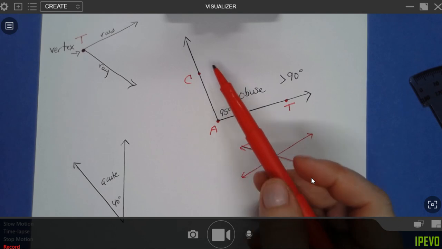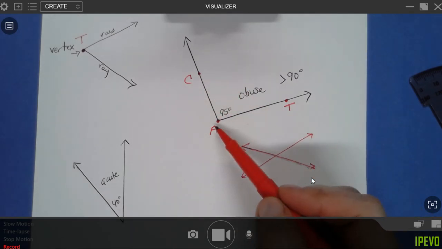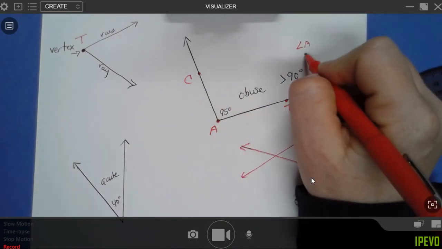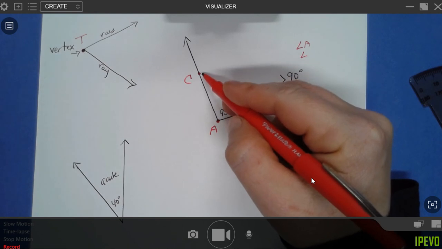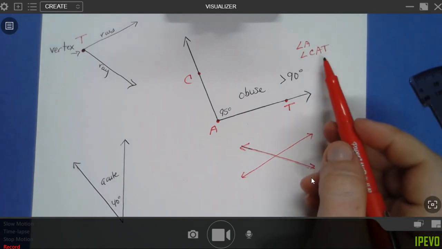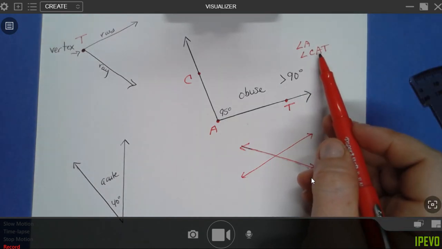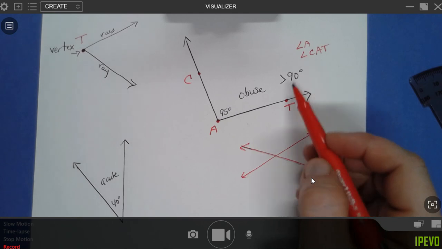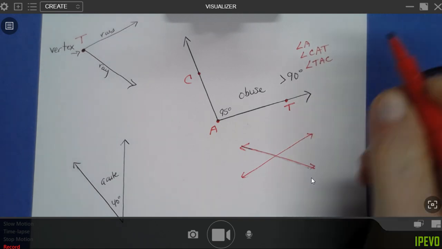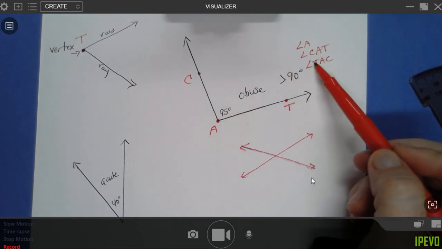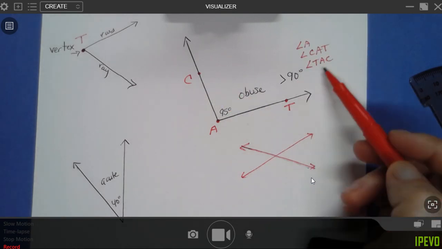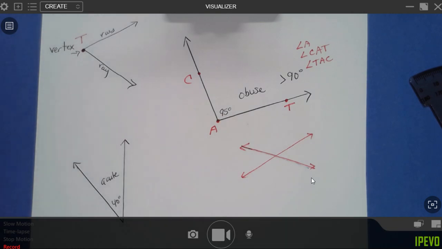So the name of this angle is now, you could call it angle A. That would be acceptable because it's all by itself. There's only one angle there. Or you could call it angle CAT. Notice that the A is in the middle. The vertex goes in the middle. Now it doesn't matter which endpoint you start with, so we could have also called this angle TAC. It does matter that the vertex is in the middle, but it doesn't matter which endpoint we use first. So that is the 3 different names for this one angle here, and that can get confusing, but don't let it overwhelm you.